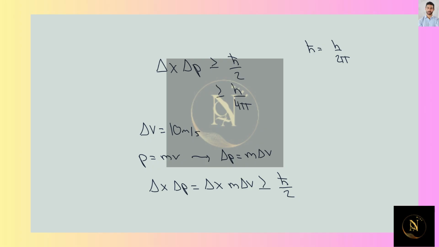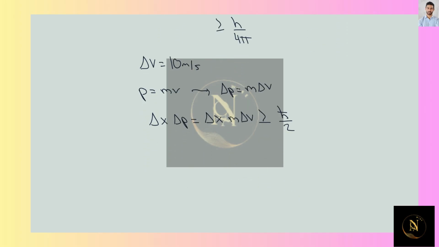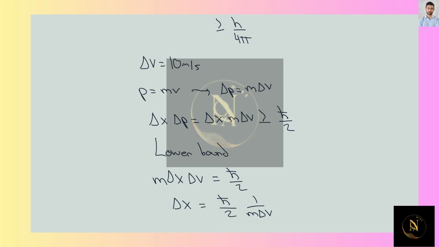So we want to know the lower limit for this uncertainty. So we are going to keep the equal value directly. So the lower bound that we're going to get tells us that delta x times mass times delta v is going to be equal to h bar divided by 2. Thus, the uncertainty on position will be h bar divided by 2 divided by 1 over mass times uncertainty of velocity.